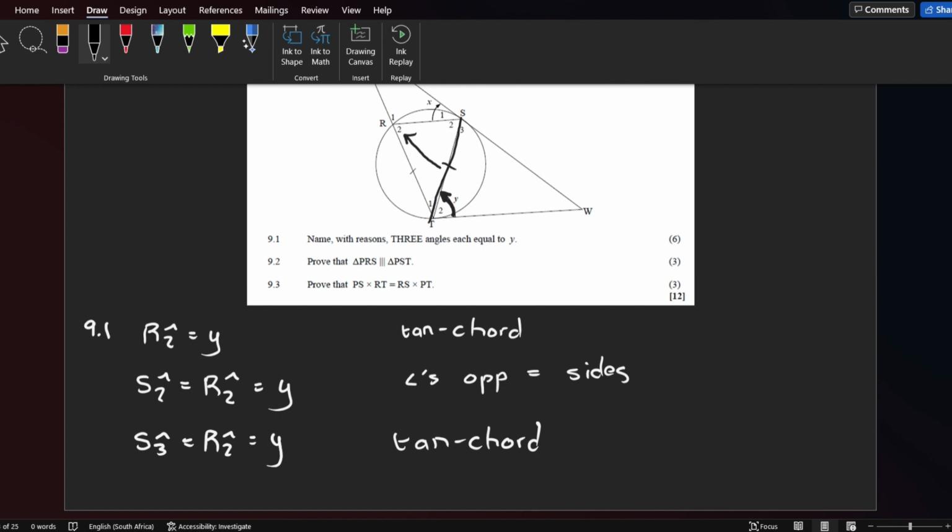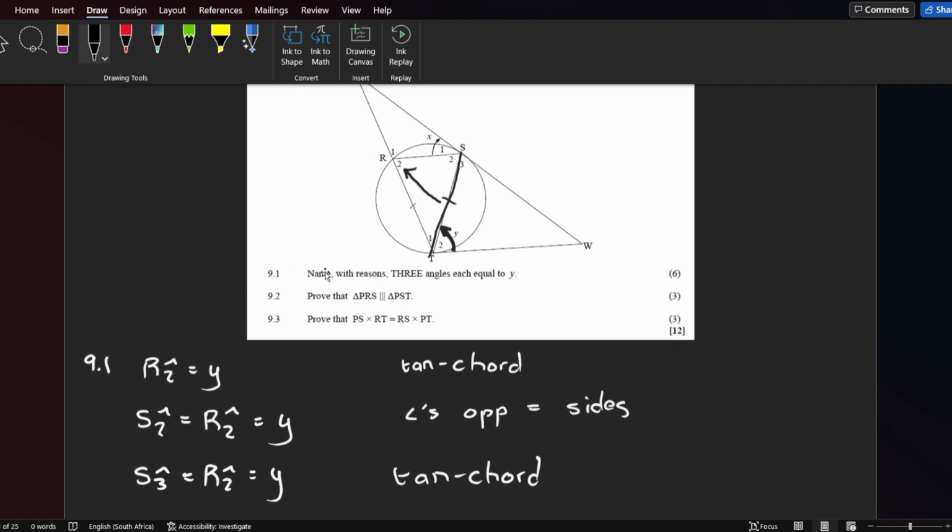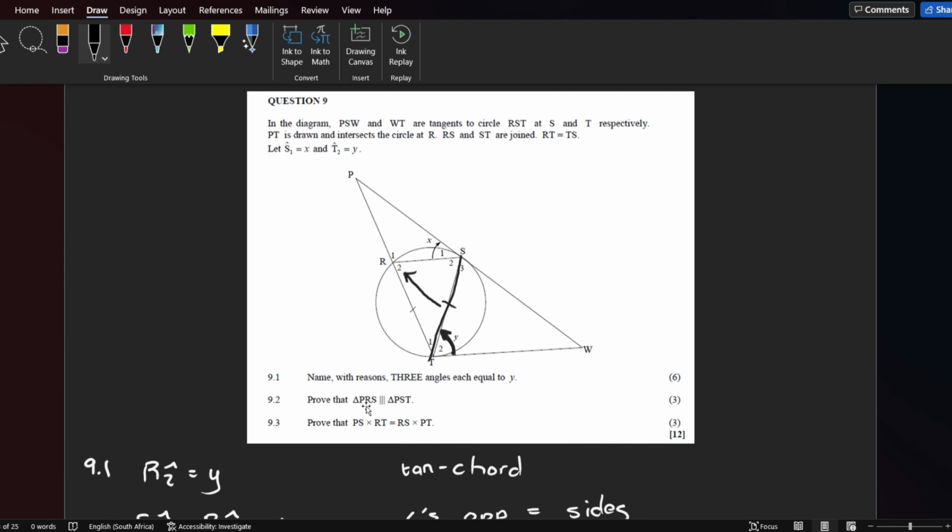Okay, moving on to question 9.2. It asks us to prove that triangle PRS, which is that triangle there, and PST, which is that triangle there, are similar. So we obviously are not given the lengths of any sides, therefore we will have to prove similarity by proving that the 3 interior angles of the triangles are equal.